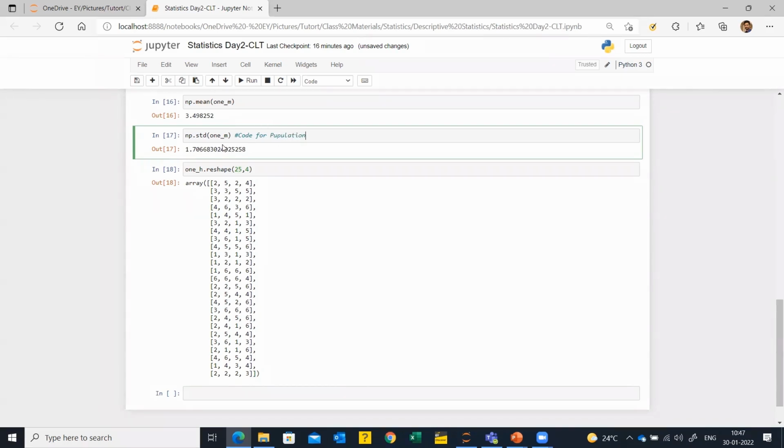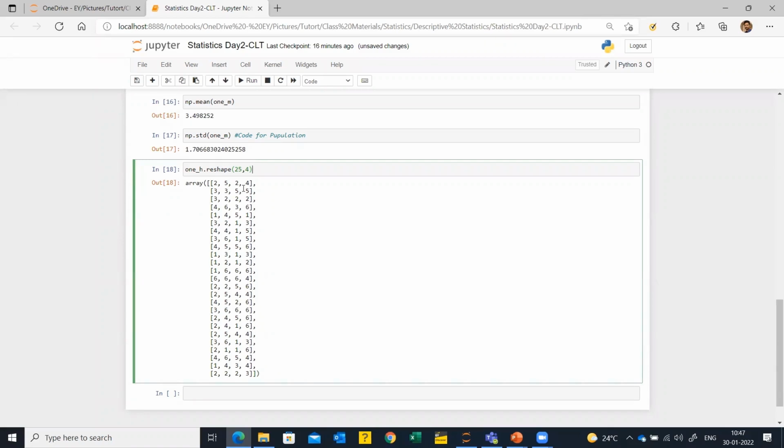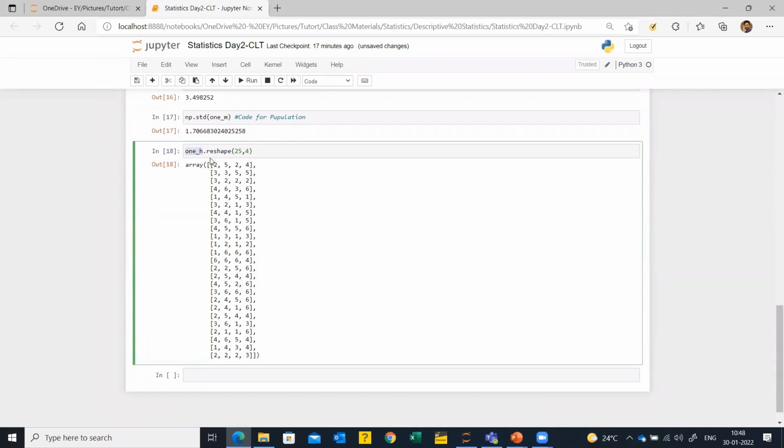So for now, just understand this is the standard deviation, not population, not sample. What we have created is the standard deviation, and here we have reshaped the result from rows to columns. Now, next, we want to find the mean for each of these line items.